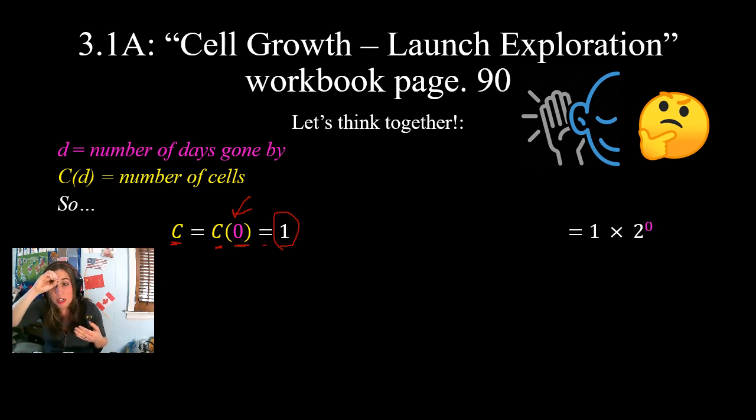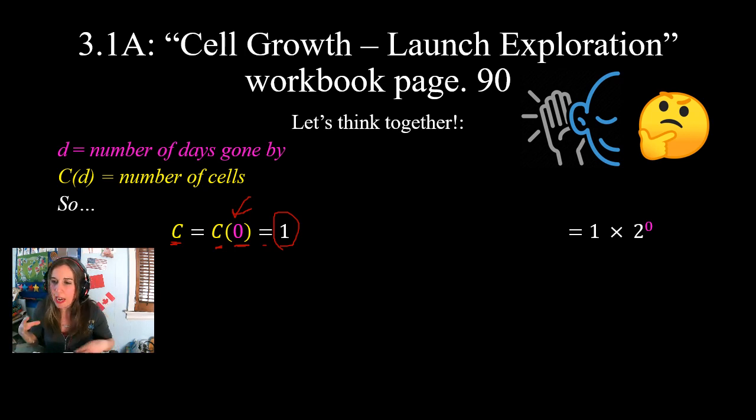So 0 days have gone by, which is why there's a 0 there, okay? So no time has passed. It's just like when we did linear functions and no time had passed. That was our initial value, right? No time has passed. These cells have not started doubling yet. How many did we start with, you guys? We started with 1, right?